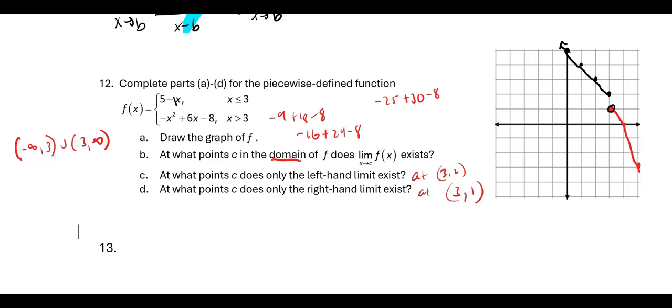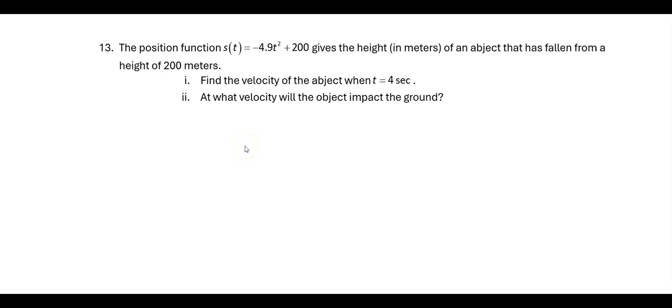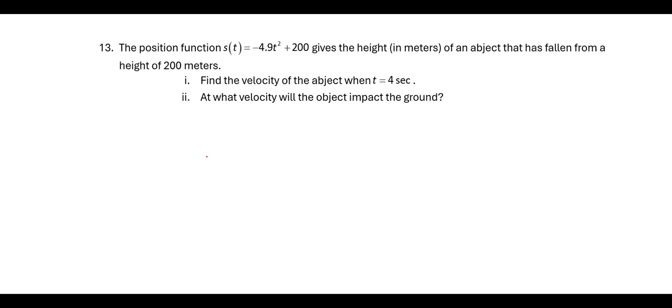Okay, let's move on. Number 13. The function S of t gives the height in meters of an object that's falling from a height of 200 meters. We just need to find the velocity. Velocity is just the first derivative. Which definition of a derivative? Here's how it looks, guys, for I.